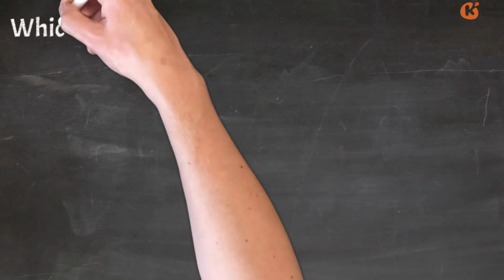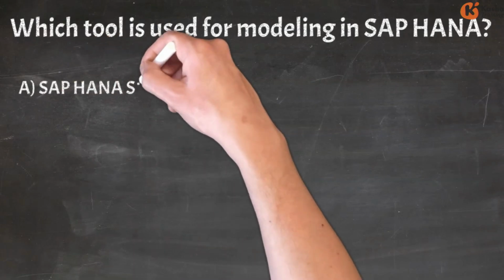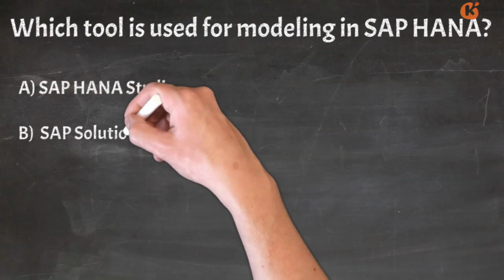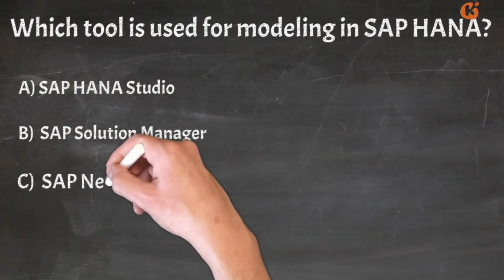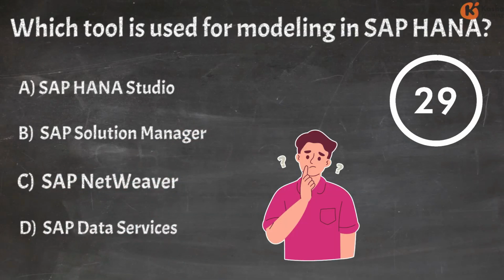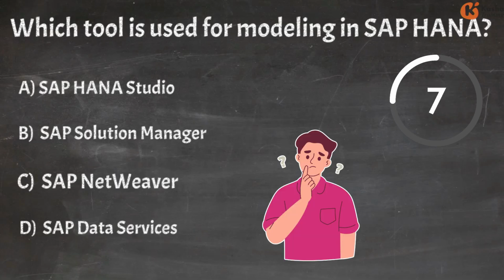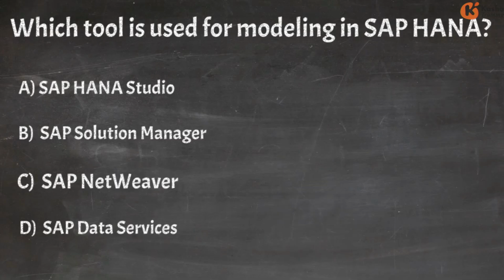Question 6. Which tool is used for modeling in SAP HANA? A. SAP HANA Studio. B. SAP Solution Manager. C. SAP NetWeaver. D. SAP Data Services. Correct answer A. SAP HANA Studio.